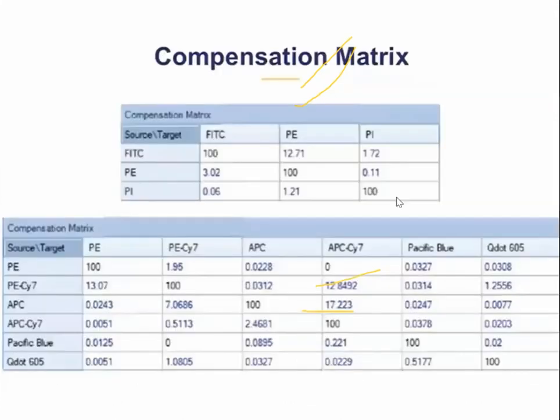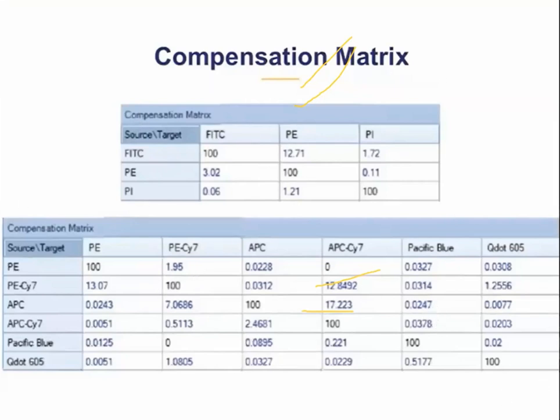Okay, so once you do a perfect compensation with single stain controls, for all the parameters, all the fluorochromes you are using, you will get a box like this, which is called the compensation matrix, which is an inversion of the spill matrix, which we saw in the third slide. Okay, so this is the compensation matrix.